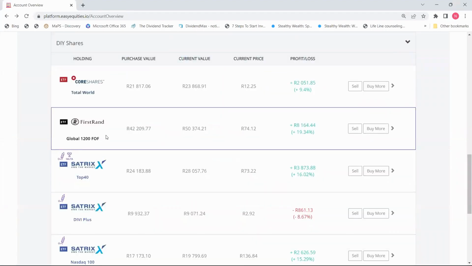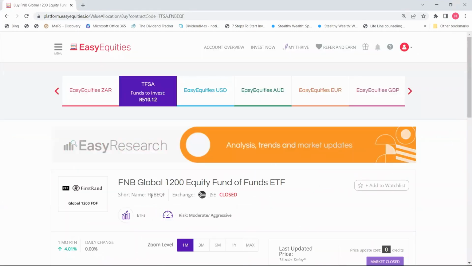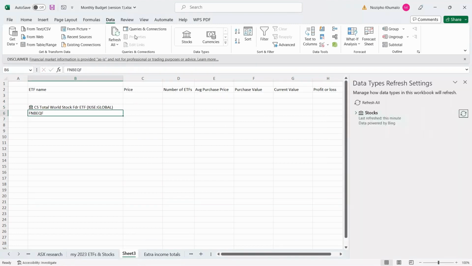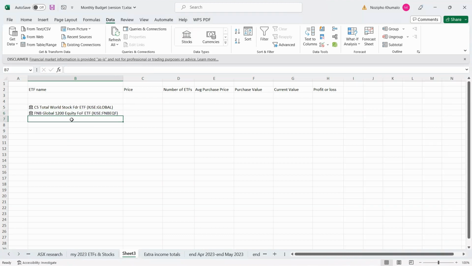My second ETF is FirstRand or FNB Global 1200. If I click on Buy More, I want to see the ticker symbol. It's FNBEQF. So we go back to my spreadsheet and type FNBEQF. Okay, let's click on Stocks. And there we go. It adds it for us. You need to be connected to the internet to do this, guys. That's one thing that I forgot to mention.